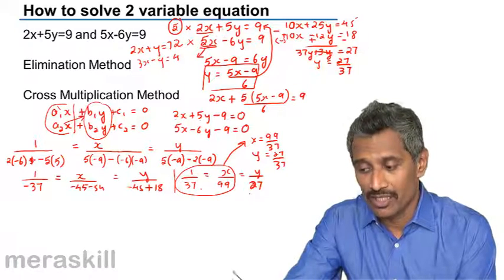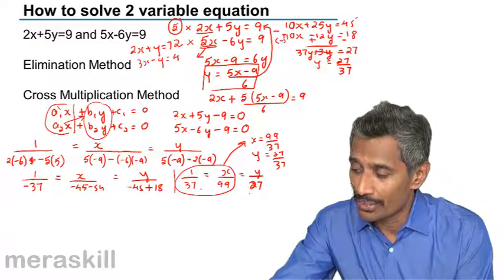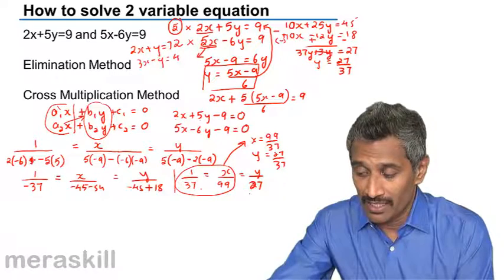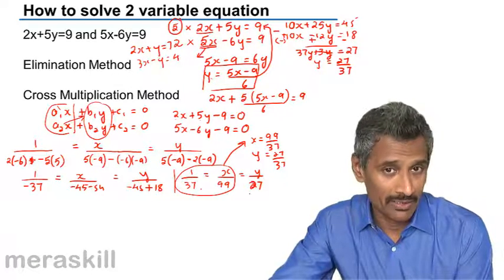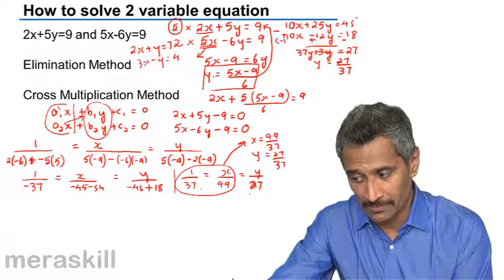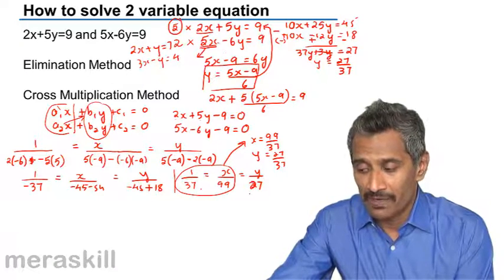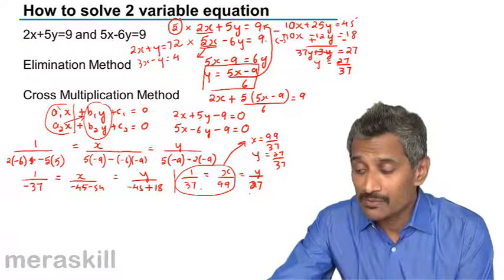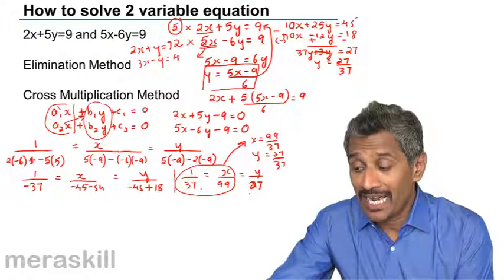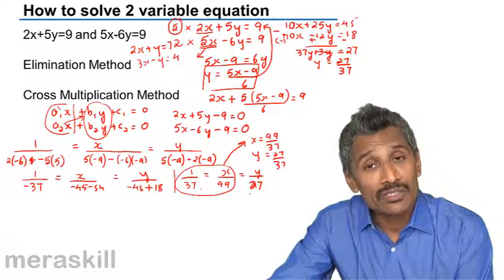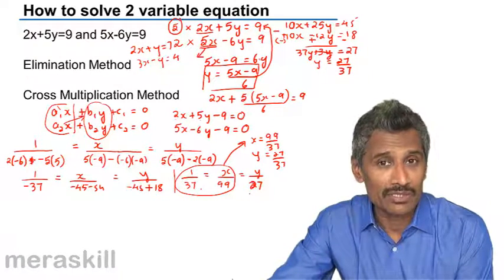So elimination, again, there are two ways. One is you equate the coefficients and cancel. The other is we do by substitution method. Only thing is, in the substitution method, we find the value of one variable in terms of the other, and that value of the variable you have to substitute in the other equation, not in the same equation.